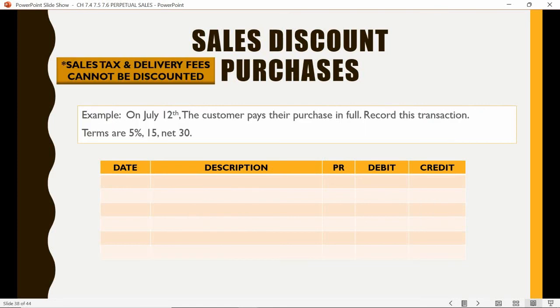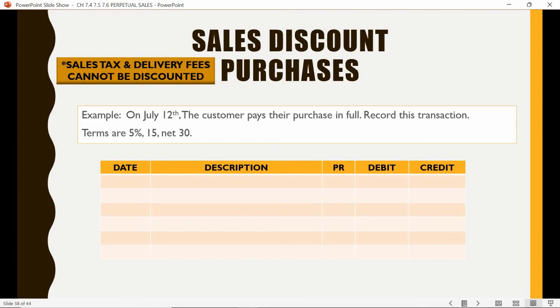And because this is a condition, if it's on July 12th and the customer decides to pay for their purchases in full, and the terms were 5/15, net 30, since they bought it on July 1st and they're paying on the 12th, they made it within the discount terms. So in this case, we must give them their 5% discount.